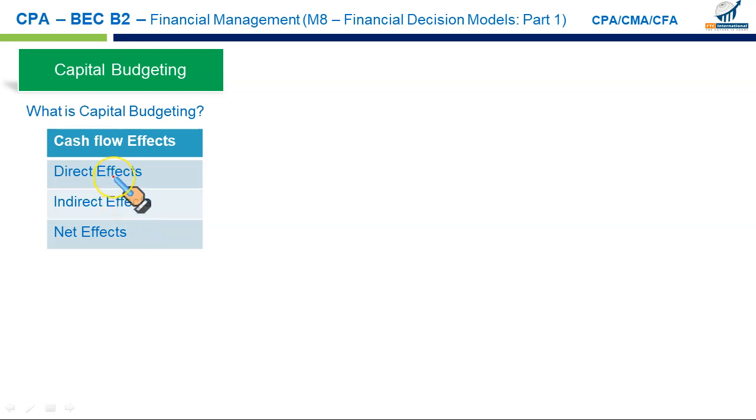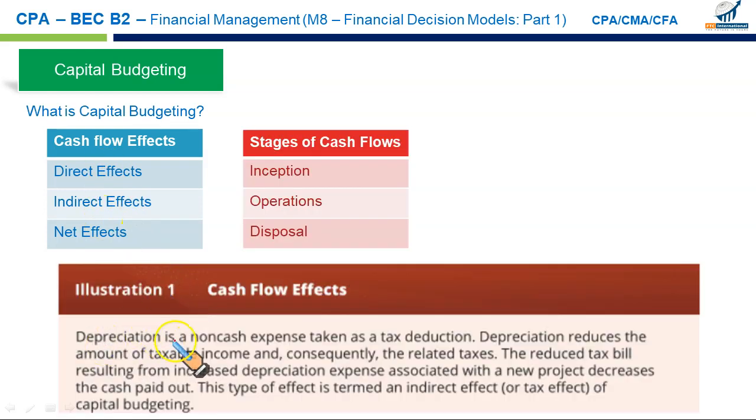Direct effects mean the actual cash going out, the cash received, and the net effect is the net of the above two. So depreciation is a non-cash expense taken as a tax deduction. Depreciation reduces the amount of taxable income because, of course, depreciation is a tax allowed expense. Consequently, the reduced tax bill resulting from increased depreciation expense associated with the new project decreases cash paid out because of the depreciation tax shield. We'll discuss this in our subsequent slide. This type of effect is termed the indirect effect or the tax effect of capital budgeting.